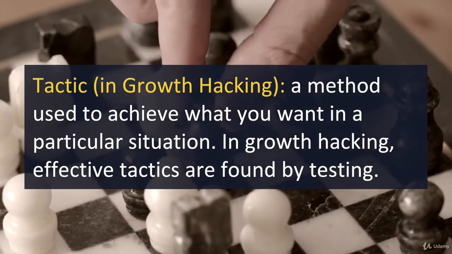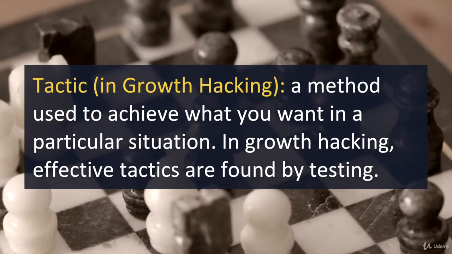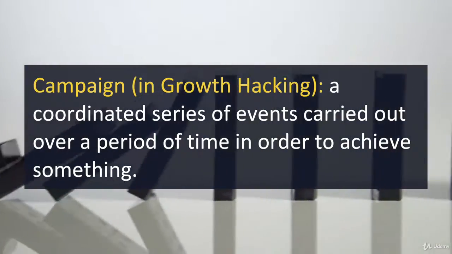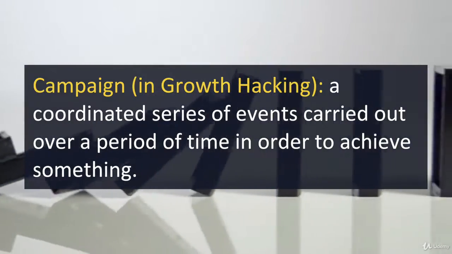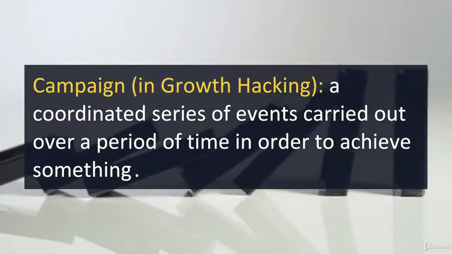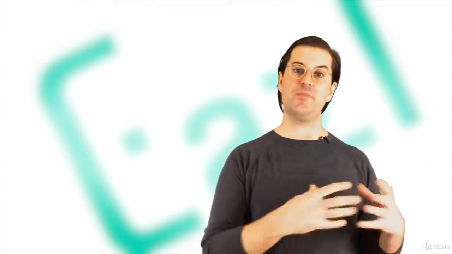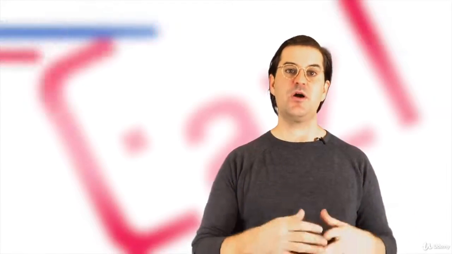So what is a tactic? A tactic is a method that is used to achieve what you want in a particular situation. What is a campaign? A campaign is a coordinated series of events carried out over a period of time in order to achieve something. So in growth hacking, you might have a campaign to grow a part of your business, and your experiments are all tactics. And that's going to help you align what you're doing with growth hacking with more traditional marketing, like if you have a marketing manager or somebody that you're reporting to, or somebody who understands traditional marketing, that's kind of how growth hacking and marketing line up.